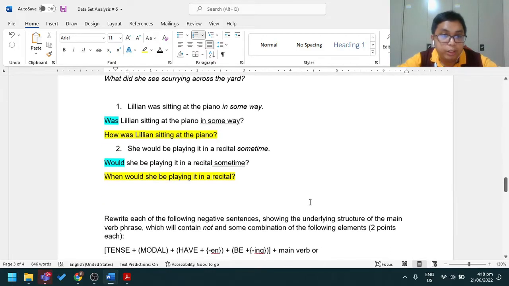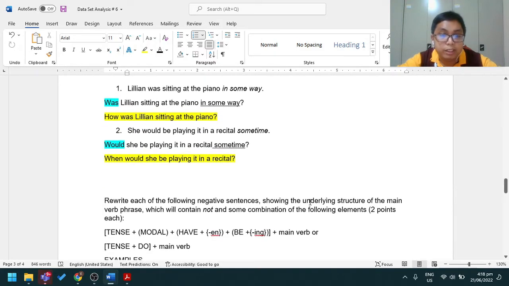Next, she would be playing it in a recital sometime. Sometime here now is referring to time itself. Therefore, in order to change that, first again, you need to move it into the beginning of the sentence. Would she be playing it in a recital sometime? And then arriving with the final product, when would she be playing it in a recital?